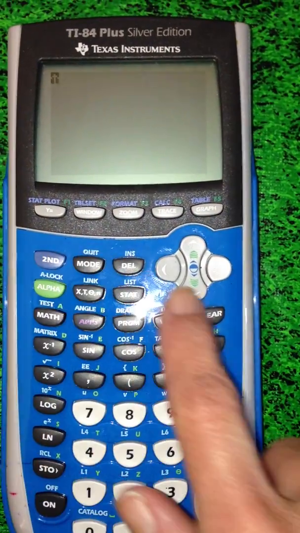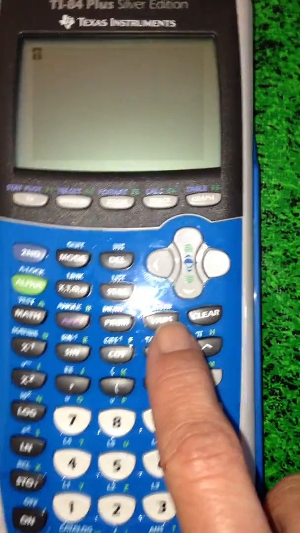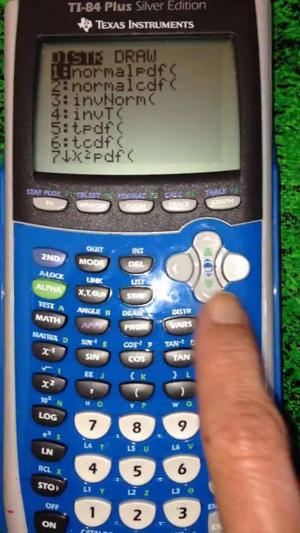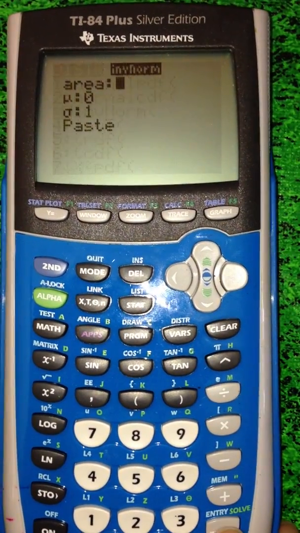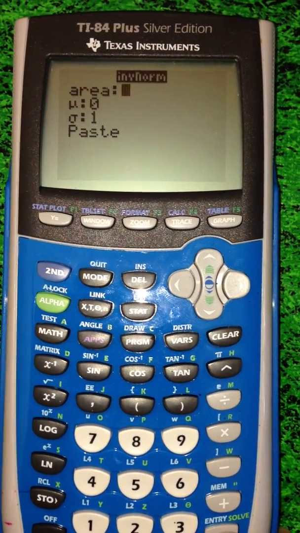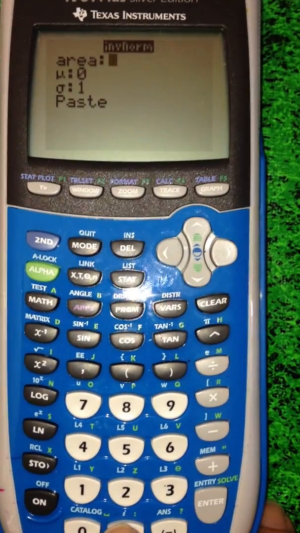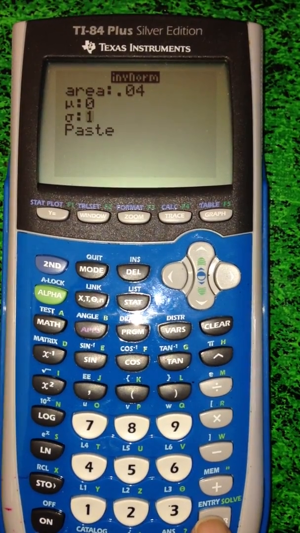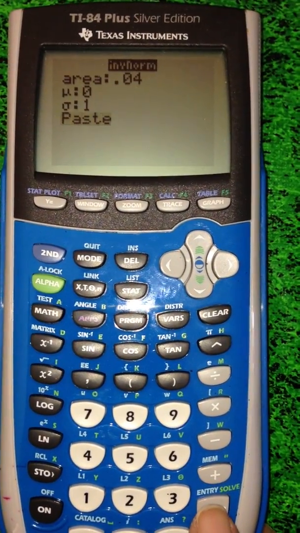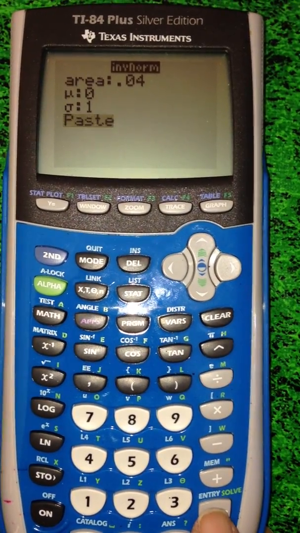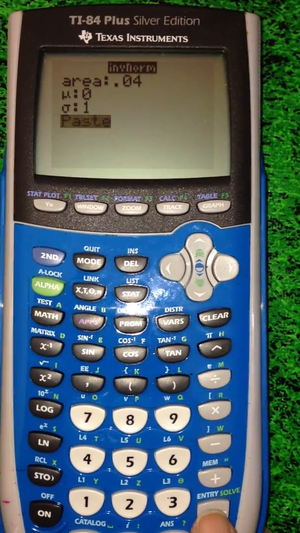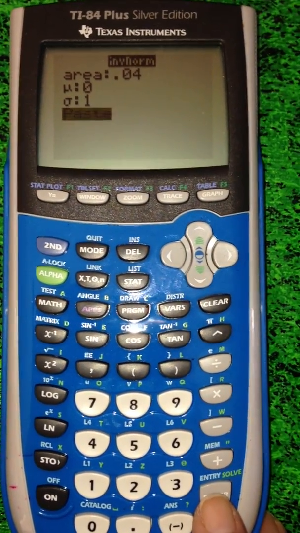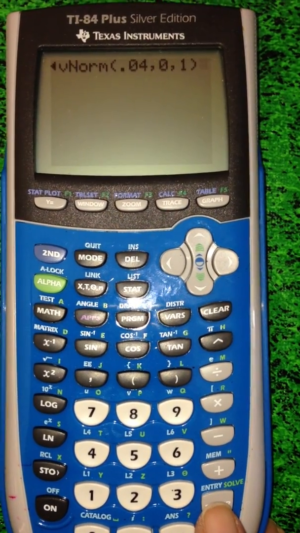So I'm going to do second function, and I'm going to find the distributions menu, which, by the way, is the second function of the variables key. And then I'm going to use this inverse normal. What it's looking for is first to input the area under the curve. So I want 0.04. And then the next thing I want is the mean and the standard deviation, 0 and 1, and then I want to go ahead and paste it. Now this calculator of mine has the newest operating system on it, which gives you a step-by-step introduction into what you're supposed to be using. So now I put enter, and that's what it's going to look like.